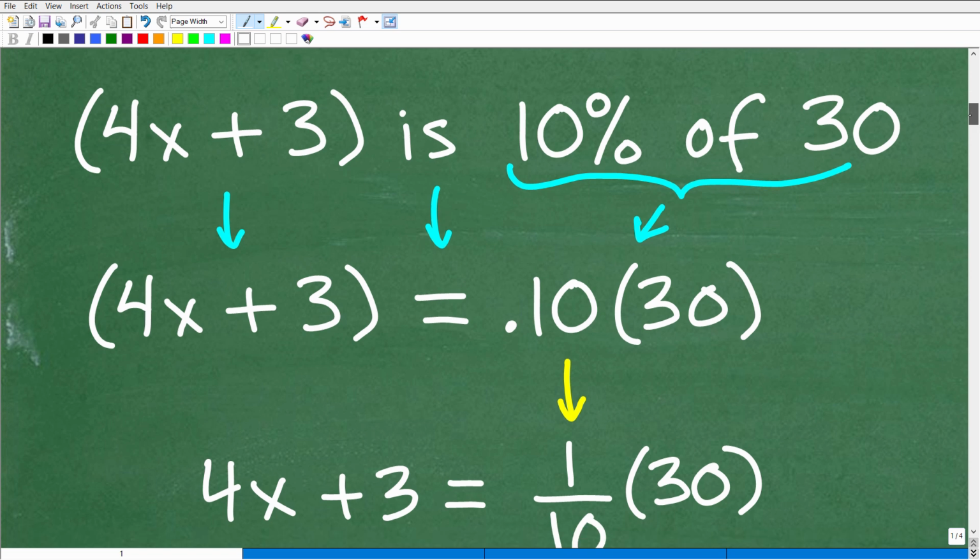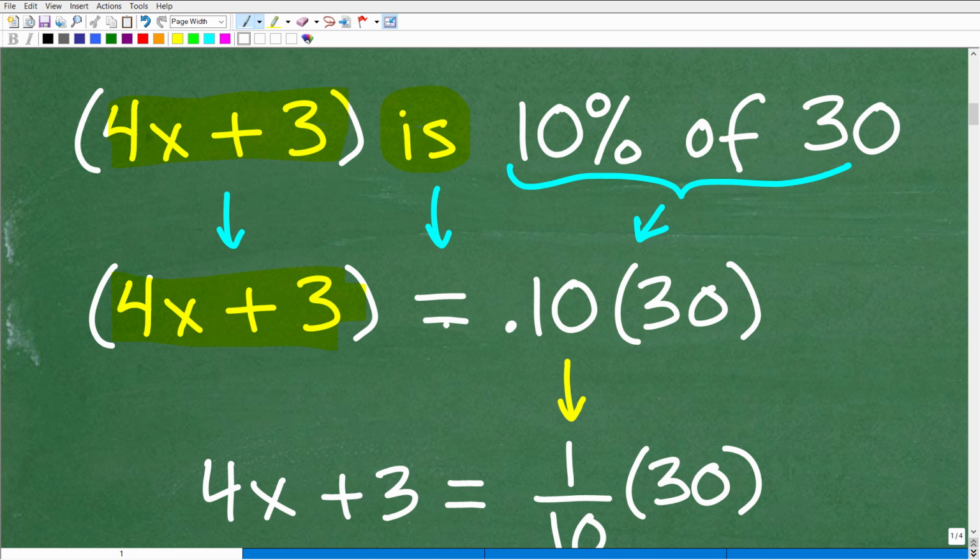The easiest approach to solve this problem is to translate what's going on. This is an absolutely critical algebra skill: to translate a sentence into an equation. So let's go ahead and read this. It says 4x plus 3. Well, that's the same thing as 4x plus 3 is. Now, anytime you see the word is in mathematics, it means is equal to.